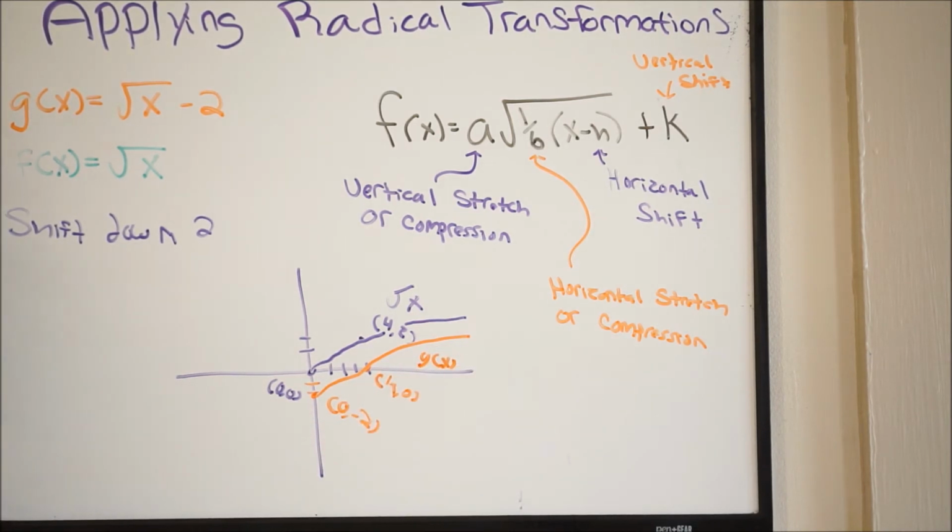And that would be it. So that was the transformation that took place on this particular problem. All right, fairly easy to recognize. Just being shifted down 2. All right, let's try another example here.